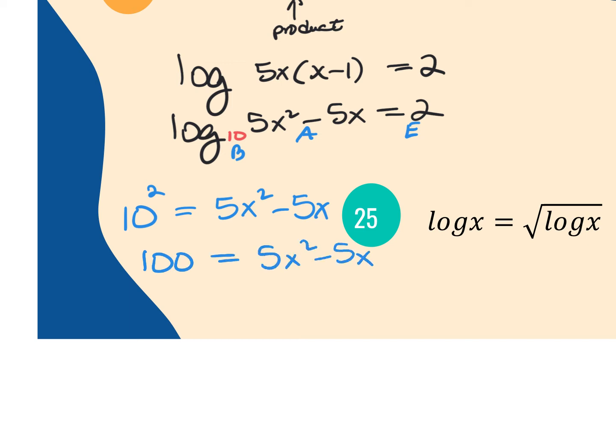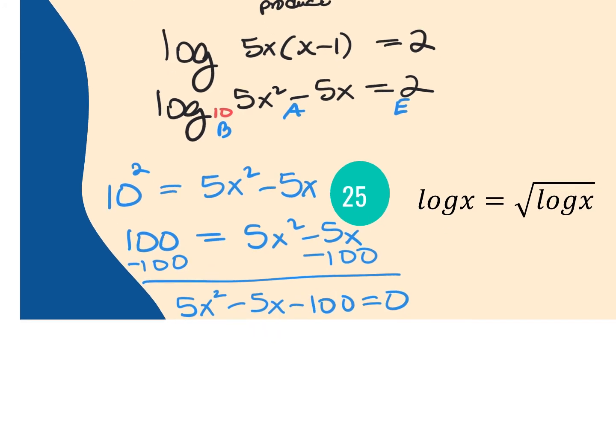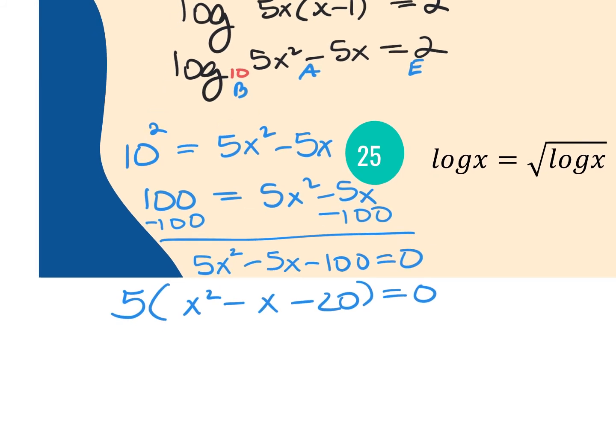And now I need to set it equal to 0 so I can solve for x. So I'm going to subtract 100. 5x squared minus 5x minus 100 equals 0. I'm going to factor out a GCF of 5, and then divide. And now I have to factor the trinomial. Factors of negative 20 that give me negative 1 are going to be negative 5 and positive 4.